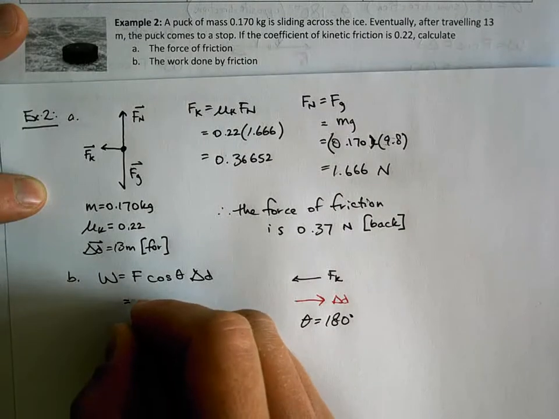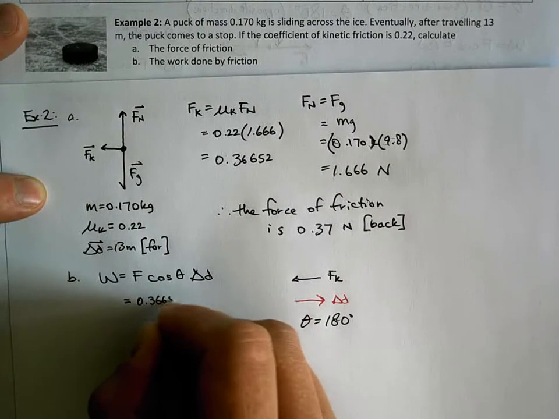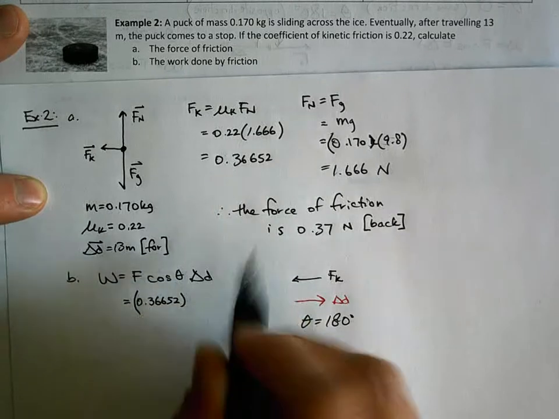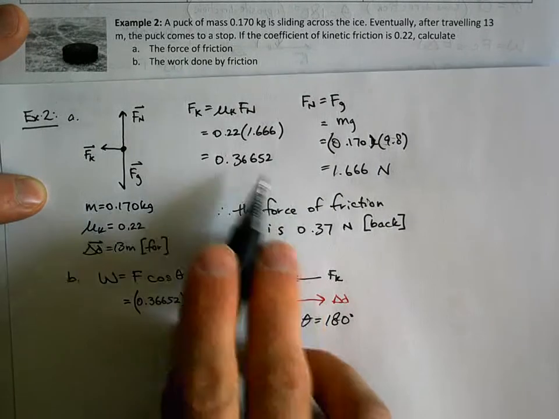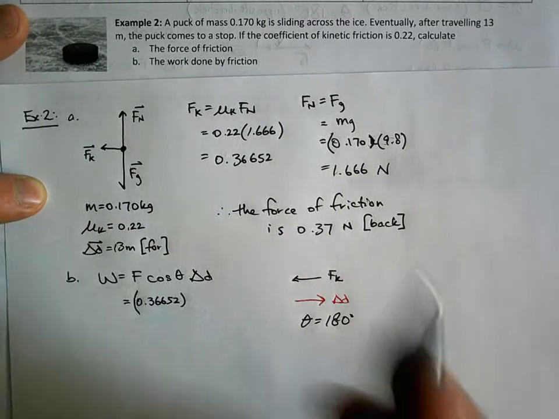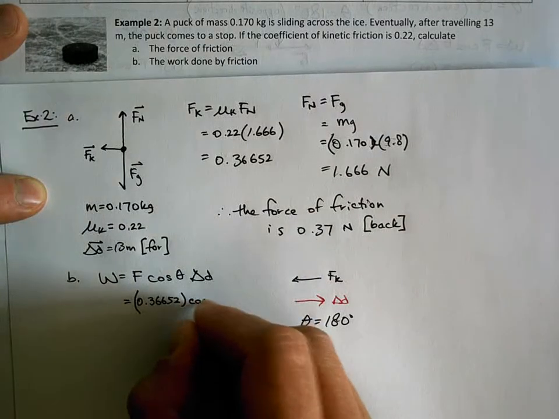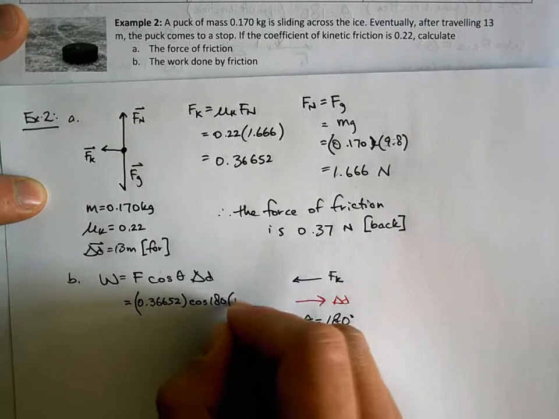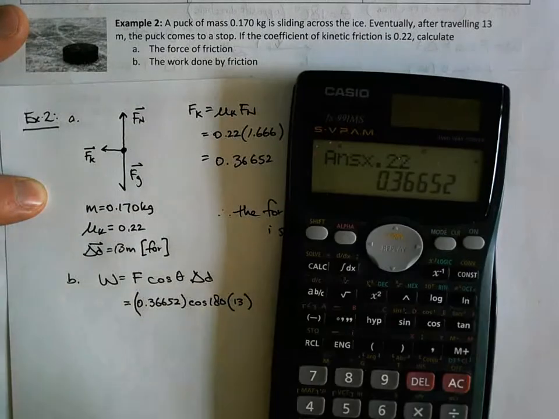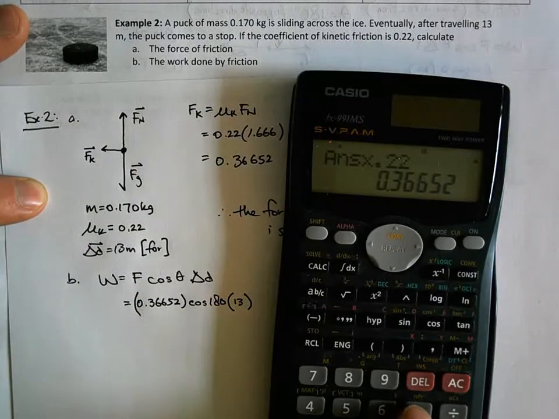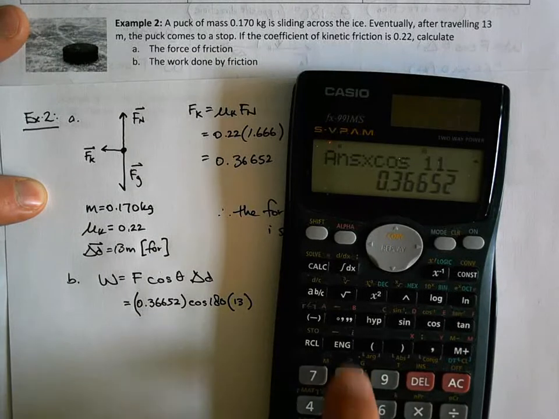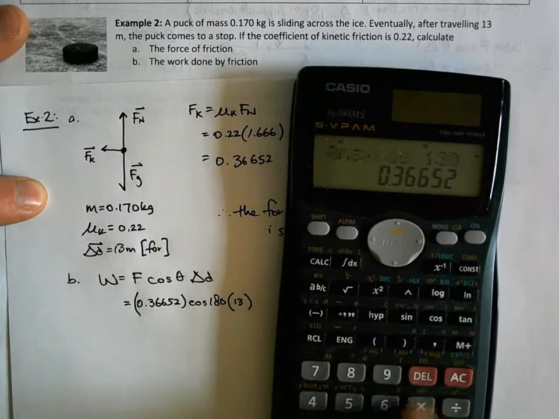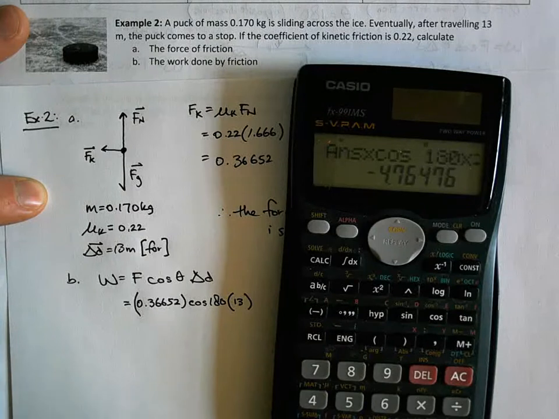So we have 0.36652. Notice that I'm not using the rounded value for my answer. I'm going to use the unrounded value. That gives me a more accurate answer. Cos 180. And then delta D is 13. So let's multiply all these things together. So this 0.36 times cos 180, times 13. And there we go.